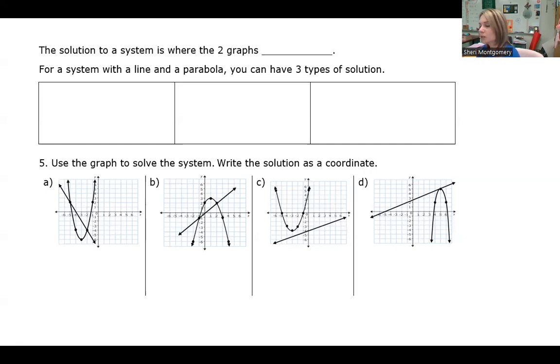Well, we're doing quadratics, so we're looking at a quadratic and a line. We're still looking for where the two graphs cross, or in math, it's intersect. They can also just touch. So they either cross or intersect, but they can also just touch. If they touch, that's also considered an intersection.